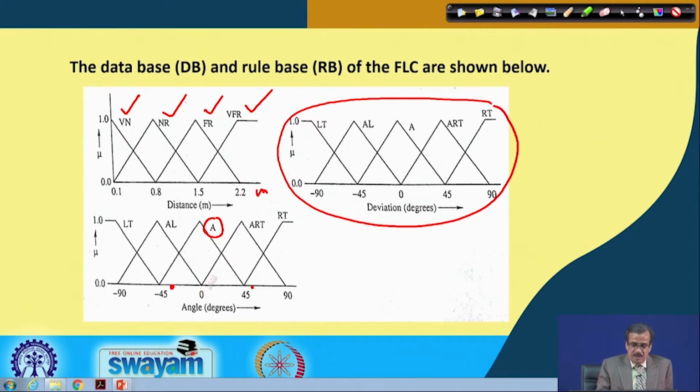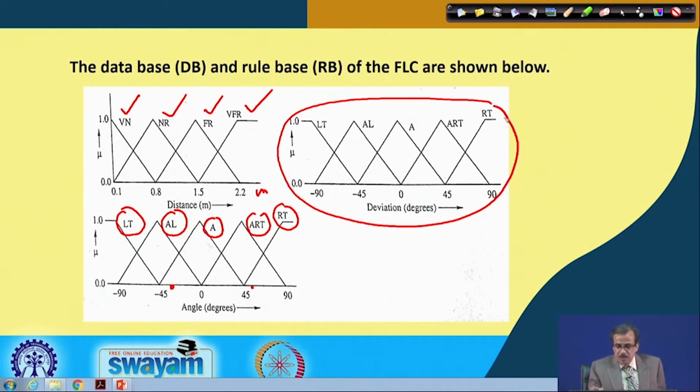So, this angle ahead is defined in the range of minus 45 degree to plus 45 degree. Similarly, we have ahead right, ART, defined in the range of 0 to 90 degree. Then we have right, RT, plus 45 to 90. Then we have ahead left, from minus 90 to 0, and then comes left, denoted by LT, minus 90 to minus 45. So, there are 5 such linguistic terms to represent the angle input.